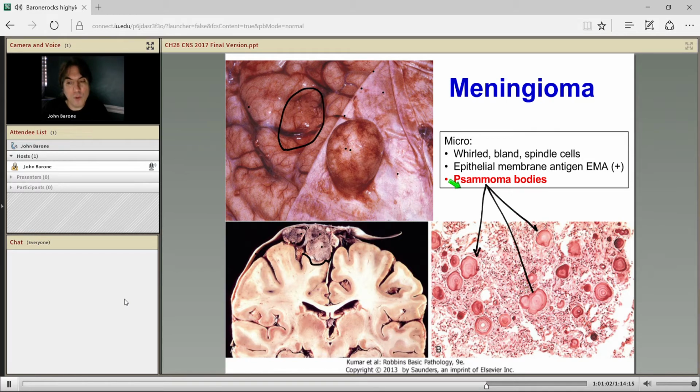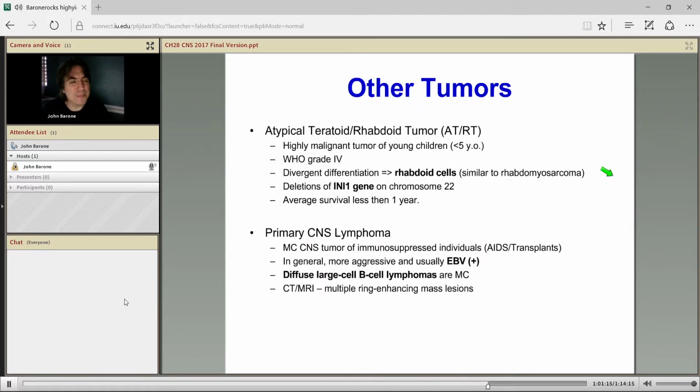Under the microscope, we want to look for those psammoma bodies, those whirling, oh, beautiful whirl. Looks like a cinnamon roll, that one there. We have these whirling calcifications. EMA is positive, and the tumor cells themselves are just bland spindle cells that are whirling. But forget that. I remember the psammoma bodies and the EMA.